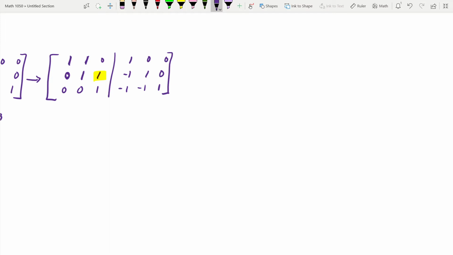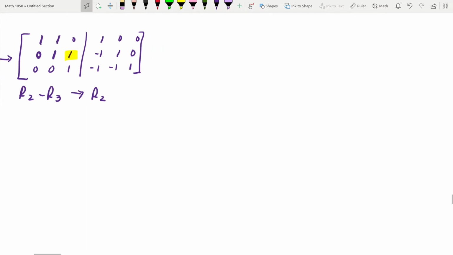Which one is correct? Row 2 minus row 3 or row 3 minus row 2? Which one's correct? 2 minus 3. Row 2 minus row 3 becomes my new row 2. If I do the other order, it turns my center 1 into a negative 1, and I don't want it. If it happened, big deal, I could change the signs, but let's do it right. 1, 1, 0, solid line 1, 0, 0. That's row 1. Row 3 does not change.